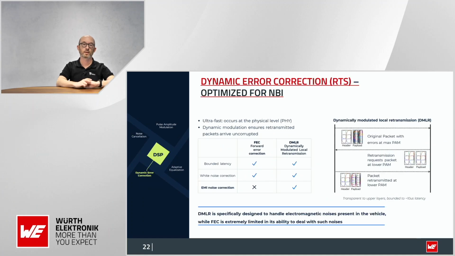And finally, we have dynamic error correction, a retransmission method, where you can see one original packet has errors due to the noise present, and this is detected via a checksum or a message counter. If it is a completely lost packet, the receiver can detect this. It can ask for retransmission of the packet, and the packet is sent again. And all this happens within 10 microseconds latency, because this is implemented at the physical level of the transmission.